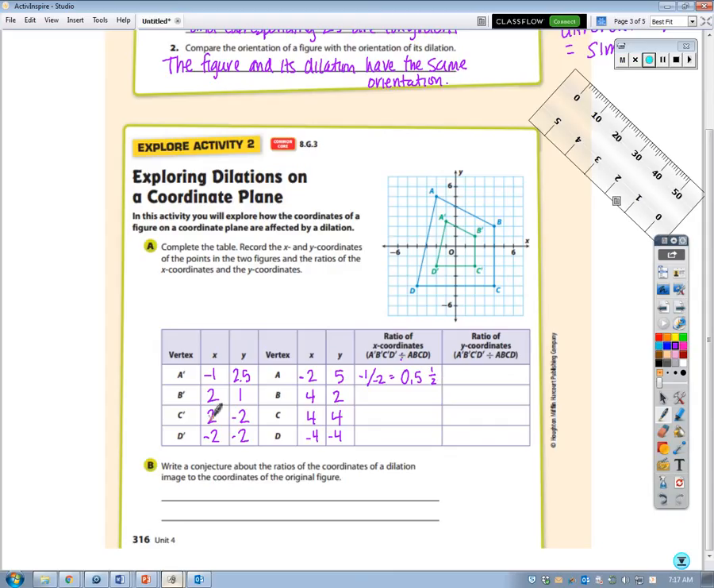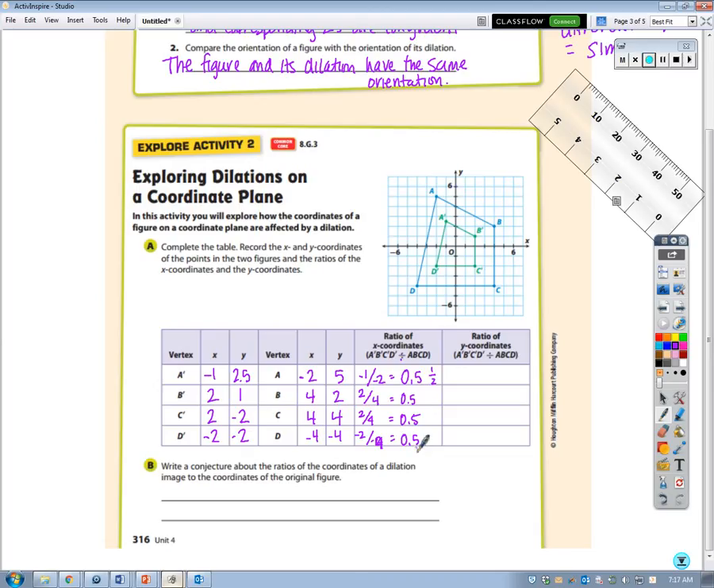We've got B prime, which is 2, over B, which is 4. So 2 divided by 4, and we've got 0.5 or 1/2, same thing. Then we've got 2 divided by 4 again, and we've got 1/2. And then we've got -2 divided by -4. Negative divided by negative is a positive. So this is 0.5 again. So far, all of our x-coordinates are proportional, right?